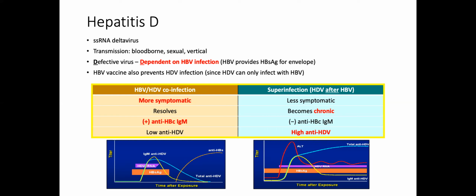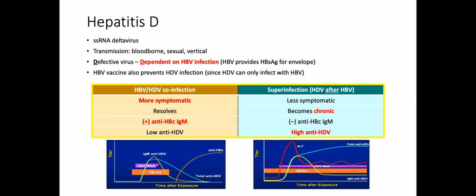So you need to know the difference between co-infection and superinfection. If we get Hep B and D at the same time, they're going to be more symptomatic, but it's going to resolve. Their anti-Hep B core IgM will be high at the time, and they're going to have a low antibody for hepatitis D.